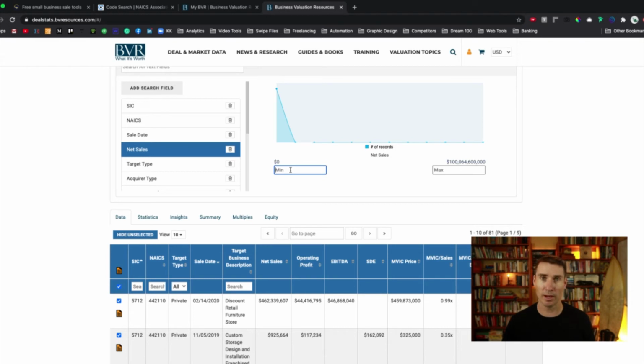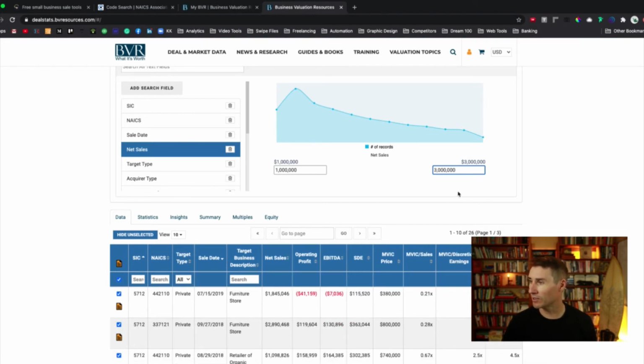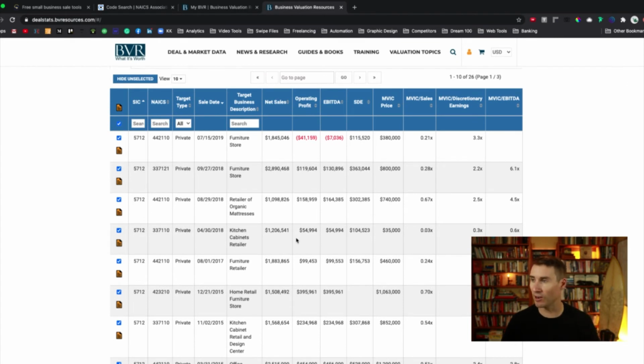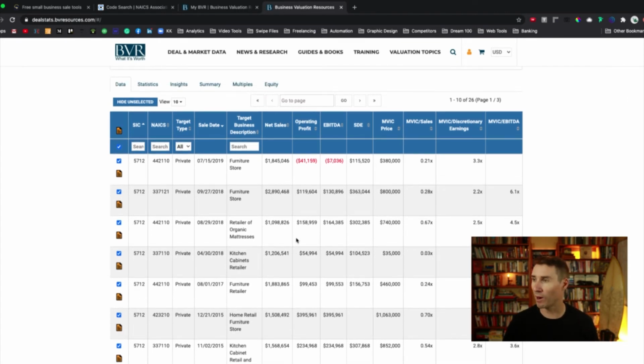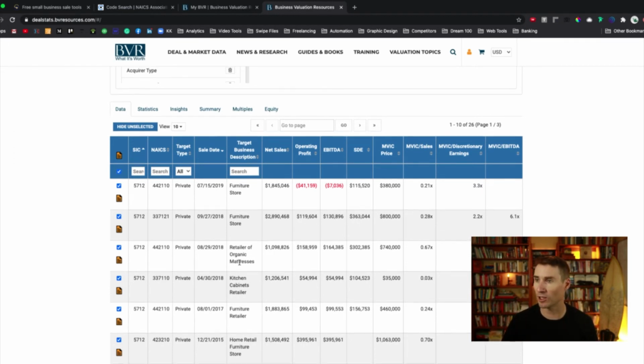Well, the business we were doing our valuation on in our example, I believe it was 2.5 million. So we're going to narrow this data set down a little bit, and search for businesses that were doing revenues of 1 million up to 3 million, because we want businesses that are a similar size to ours. That reduces our data set from 81 down to 26, but our data is going to be more accurate now, right? Now you can cruise down through here and sort by year. There's all sorts of things you can sort by. But for the most part, if you're searching your industry and your business size, that's going to give you the data set that you want.